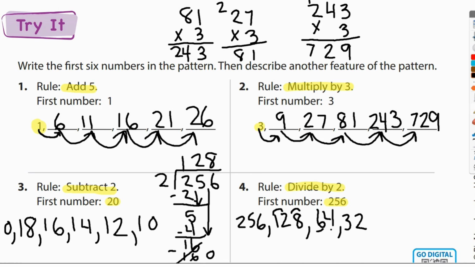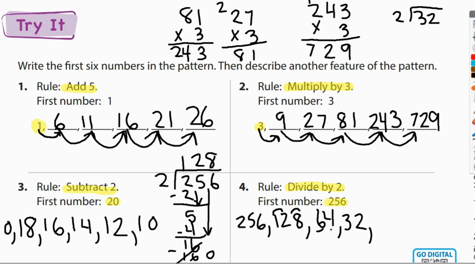Now, I'm going to continue going. 32. All right. Well, think. It's going to be an even number, so I will not have a remainder. So let's work it out again. 2 on the outside, 32 on the inside, and here we go.